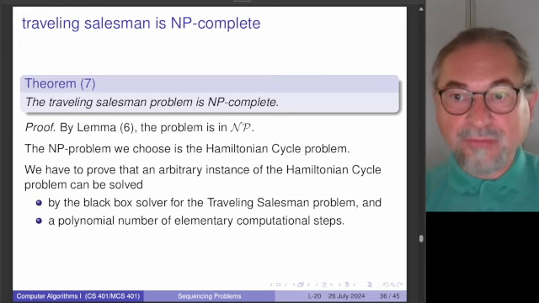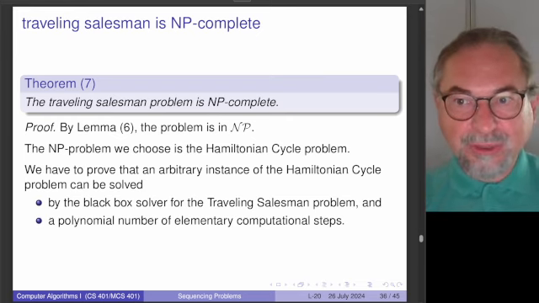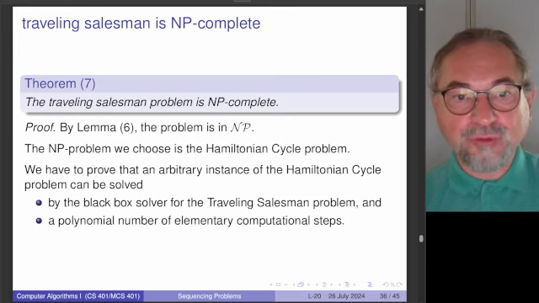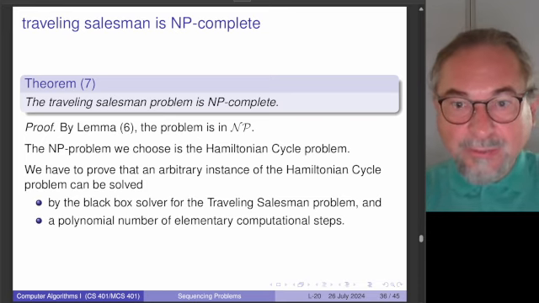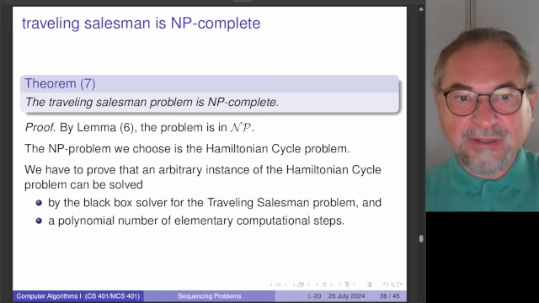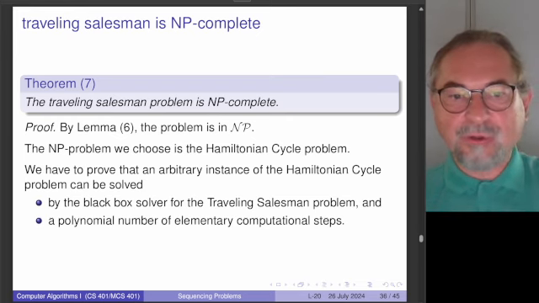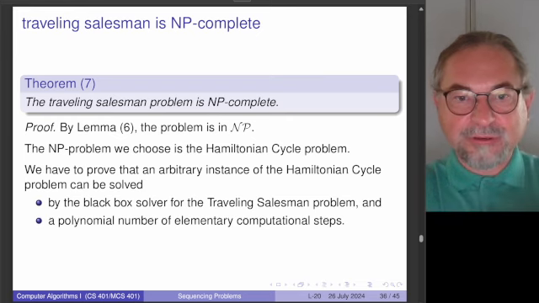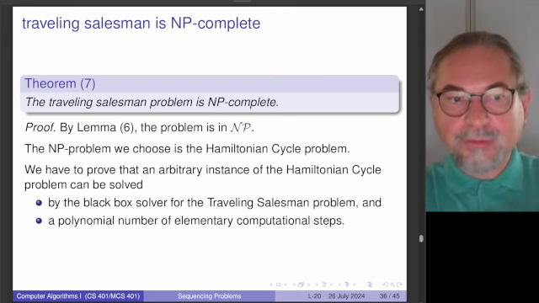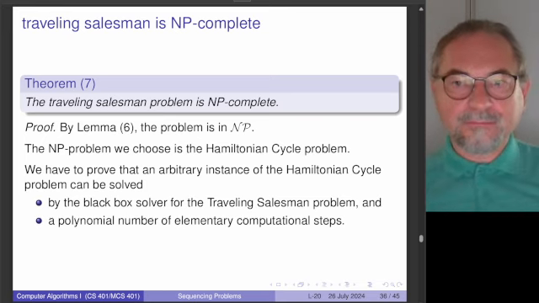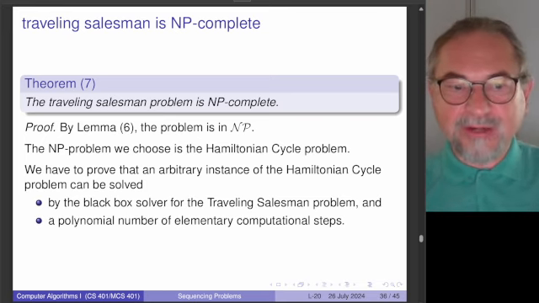And the problem that we choose that is already NP complete, by all the hard work that was done in the first half of this lecture, is the Hamiltonian cycle problem. We need to show that any arbitrary instance of the Hamiltonian cycle problem can be solved by the traveling salesman problem, and that the transformation of the input of the Hamiltonian cycle problem can be done in polynomial time. That's the general strategy applied.